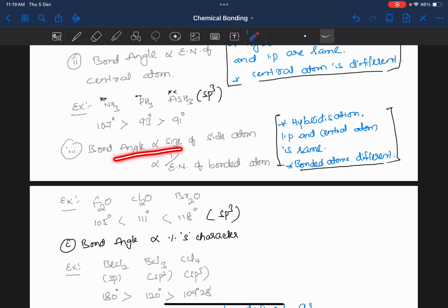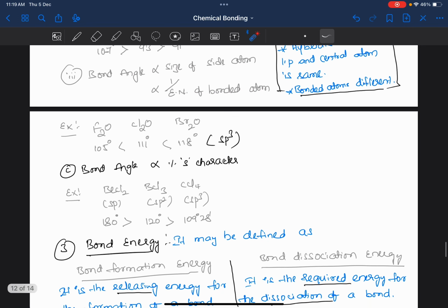So bond angle is directly related to the size of side atoms and indirectly related to the electronegativity of bonded atoms. Okay. So the next factor: bond angle is directly proportional to s character. Here I took three molecules: beryllium chloride, boron trichloride, carbon tetrachloride.